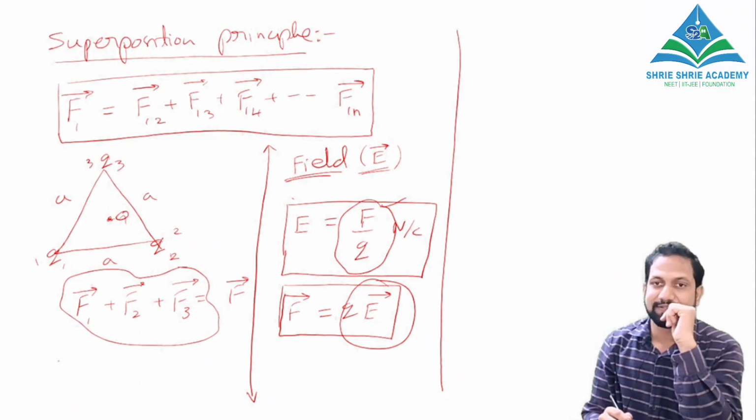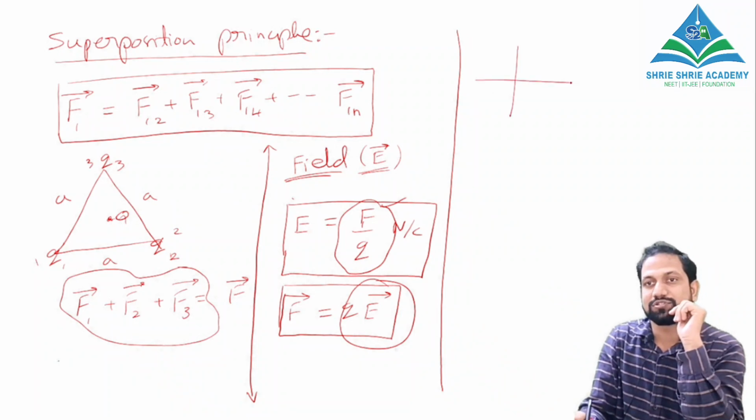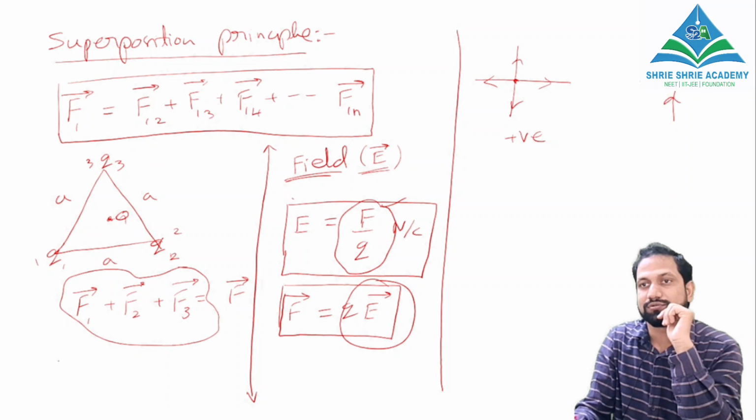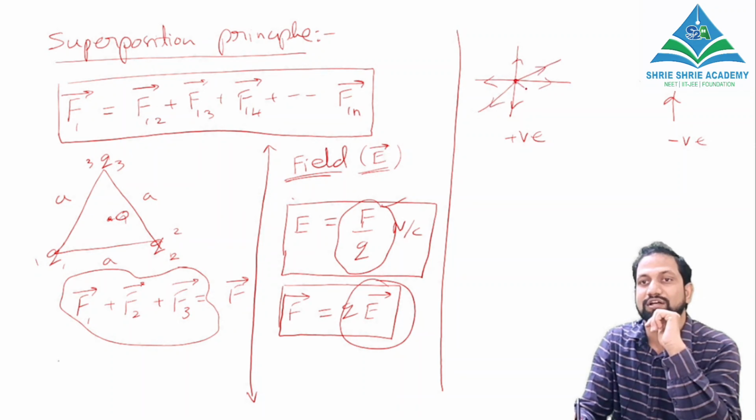Okay, this is about the field and field lines. For positive charge, the field lines should be diverging. This is positive charge. And for negative charge, the field lines should be converging this way. And remember, the more field lines are present, the larger the magnitude of the charge.